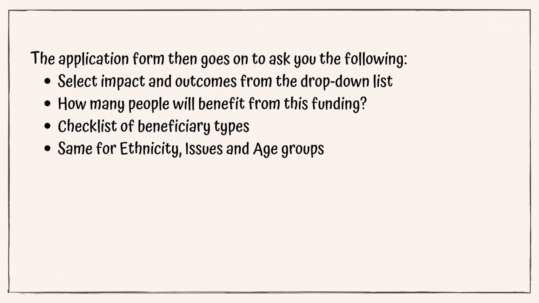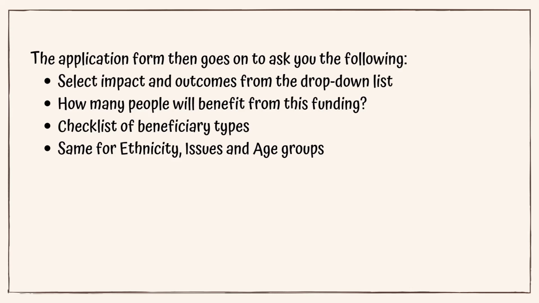So this application goes on to ask you to pick a few things. They have a number of drop-down lists, including the impact and outcomes, how many people will benefit from this funding. It'll ask you to select beneficiary types, and then it'll do the same for ethnicity, issues, and age groups. It's the same One Community form that they use for all of their grants. So if you've seen it before, you'll be used to that.